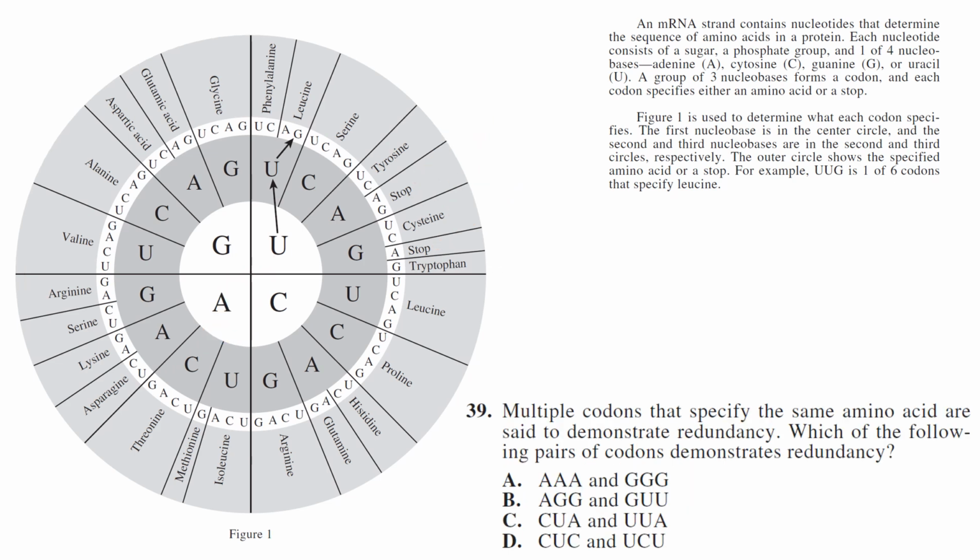Multiple codons that specify the same amino acid are said to demonstrate redundancy, so it says the same thing more than once. Which of the following pairs of codons demonstrates redundancy? So I'm just going to process of elimination. AAA and GGG are lysine and glycine. So those are not the same. So we have AGG and GUU, arginine and valine, not the same. CUA and UUA, those are both leucine. So those are redundant. They are the same. So C.